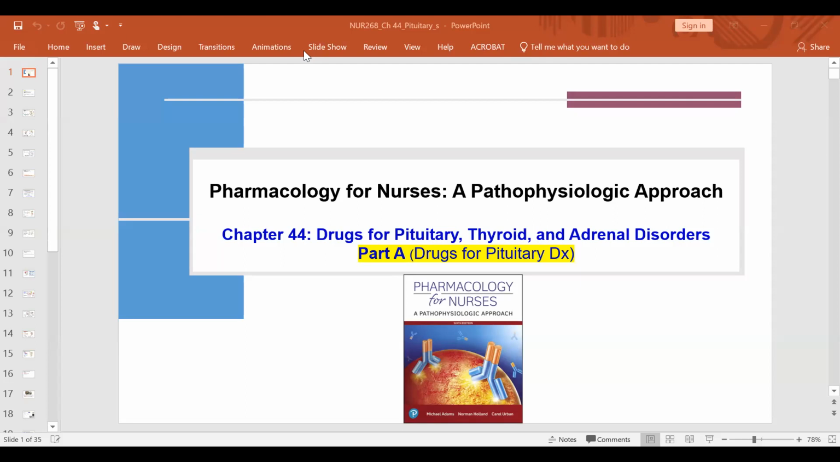Mickey recording a lecture on chapter 44, which is about the drugs for pituitary gland, thyroid, and adrenal gland disorders. It will be part A in this semester, and then part B, or the second section of this chapter, will be discussed in Patho Pharm 2. So this semester, we're going to cover only the disorders of the pituitary gland. And then in Patho Pharm 2 in the fall, we will cover the thyroid, parathyroid, and adrenal gland disorders.